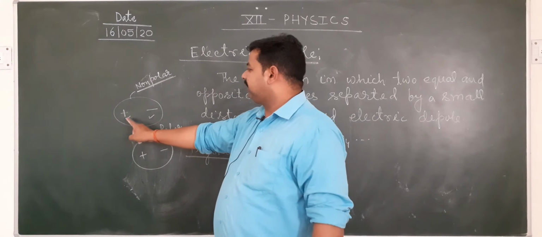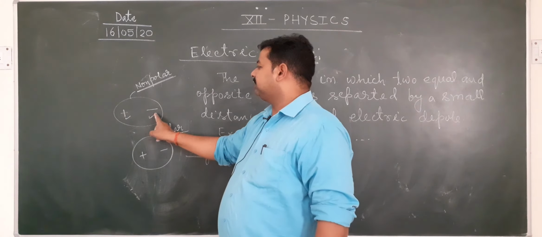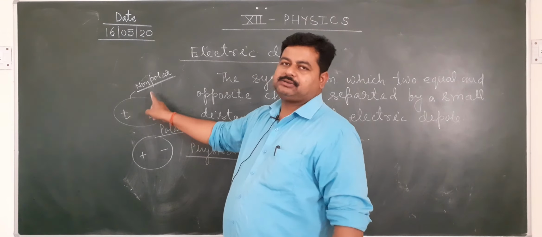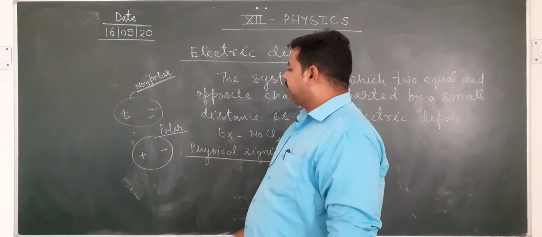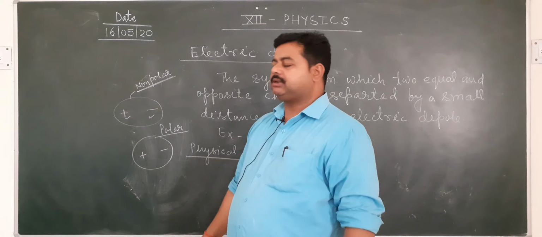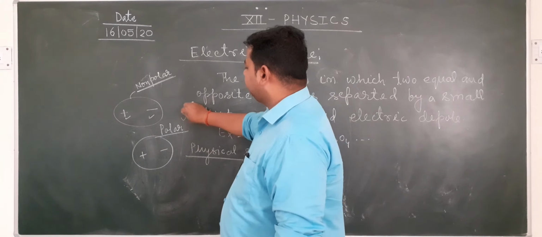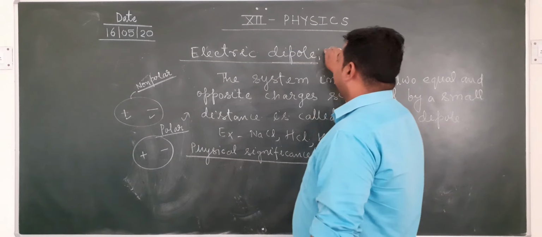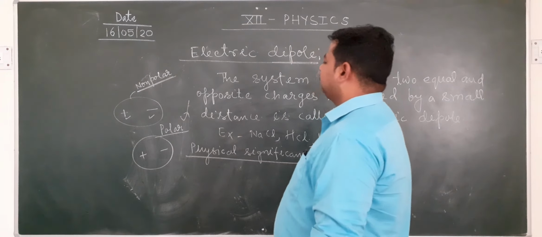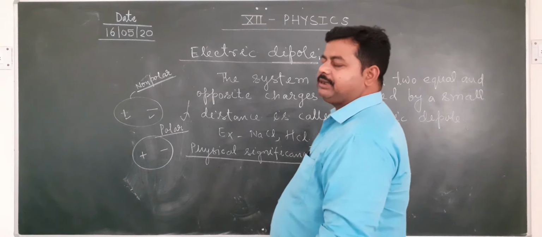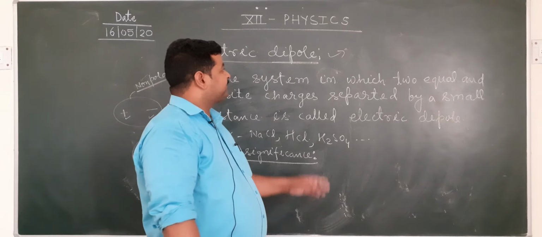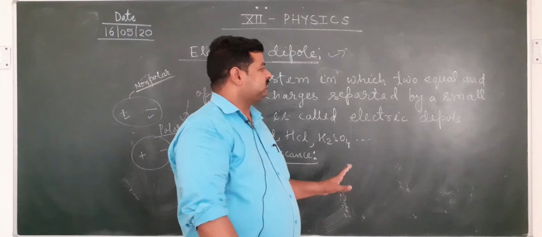If the center of mass of the positive and negative charges of any molecule coincide with each other, then it is known as non-polar, and if they do not coincide, then it is known as a polar molecule. So the example of an electric dipole is always a polar molecule. The best example of a polar molecule is H2O. Clear? So today we studied the electric dipole and electric flux.